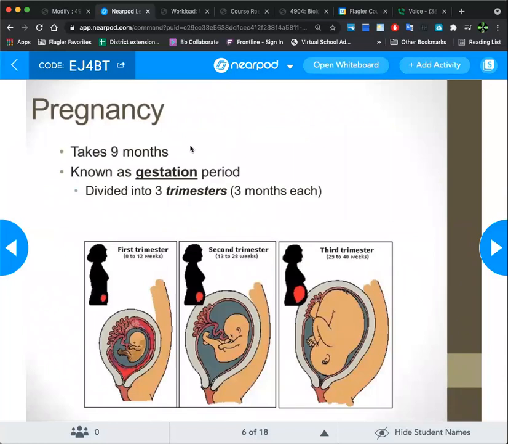All right, so pregnancy has what we know as the gestation period, which is 9 months. It's divided into three different sections, or three different trimesters, each about 3 months. So we're going to talk a little bit about what happens in each of the trimesters.